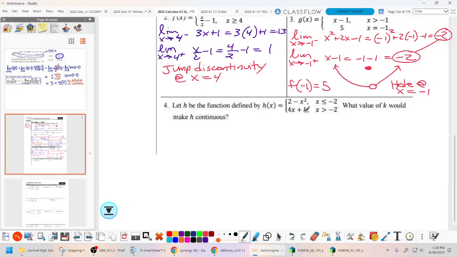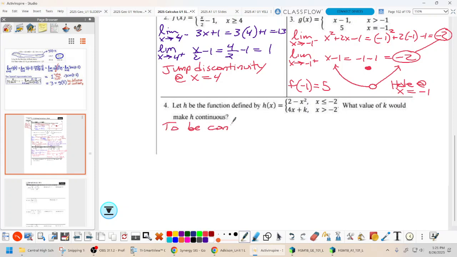Can we just set them equal to each other? Hold on. Ocean, can you, for a second, so I can hear Mr. Pedro? Can you just set them equal to each other? Set what equal to each other? The two functions. Okay, so he's saying, let's set these two pieces equal to each other, and then solve for k. What do we plug in for x? -2. Yeah. Okay.